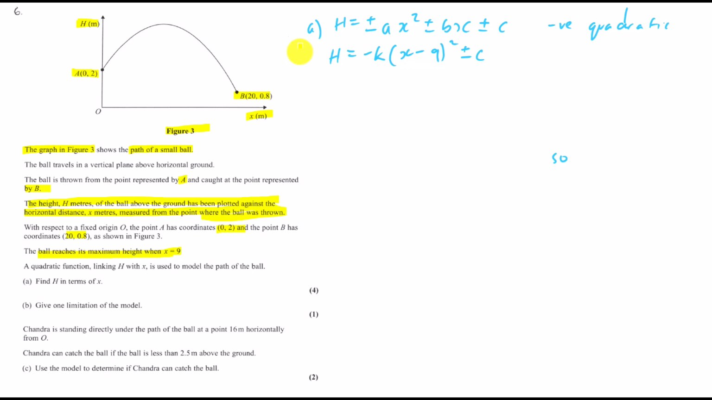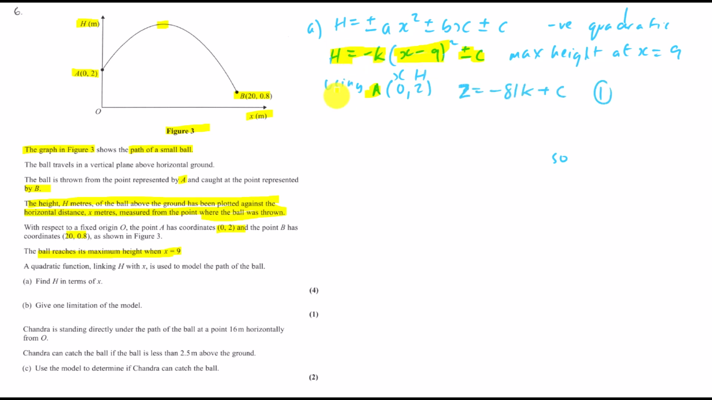Using our point x equals 9, we know that this must be a solution with a possible constant of k, or you can give this any other letter you want. And it could have a plus or minus c for the y-intercept, possibly, or another constant. So the max height is at x equals 9. So we know that when x equals 9, we get a maximum. That's for completing the square. Now, if we use our point A, so when x equals 0, H equals 2, we can substitute this into the equation we've just made here.